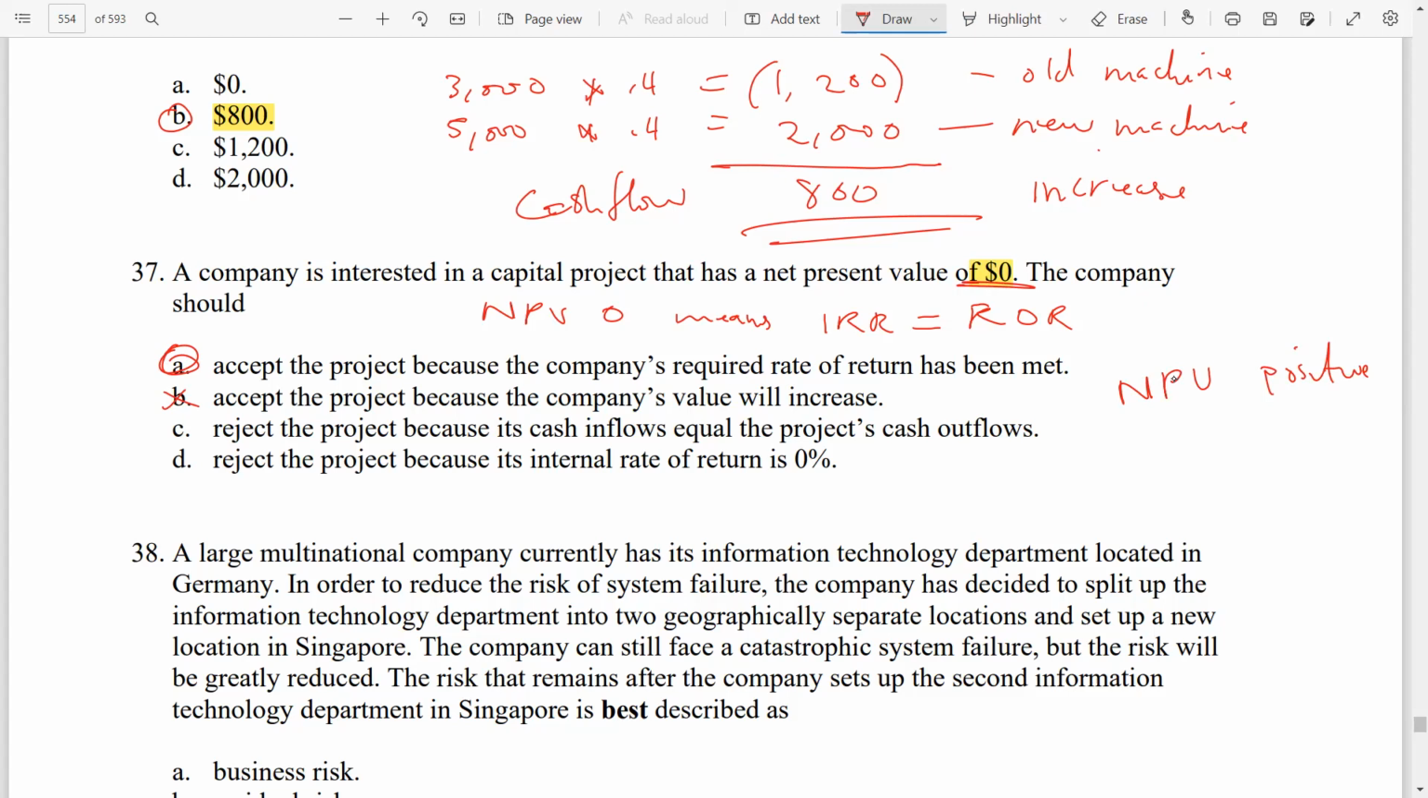C: reject the project because its cash inflow equals the project cash outflow. If that is the case, we are not going to reject it. D: reject the project because its internal rate of return is 0. Internal rate of return is not 0. It is the rate where NPV is 0. So once NPV is 0, that means the rate of return equals the IRR. So that's not the correct answer. And the correct answer is A: accept the project because the required rate of return has been met.